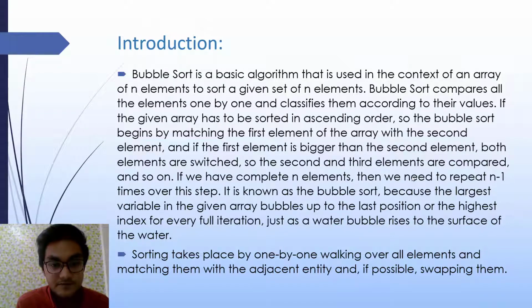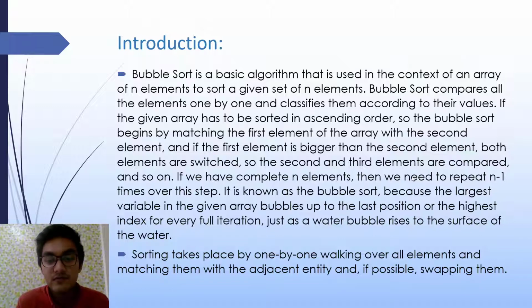If the first element is bigger than the second element, both elements are switched, or swapped. Then the second and the third element are compared, and so on. This method continues for the third, fourth and fifth elements, for the whole array. If we have n elements, then we need to repeat these steps n minus 1 times.